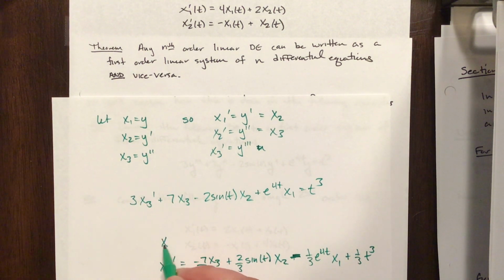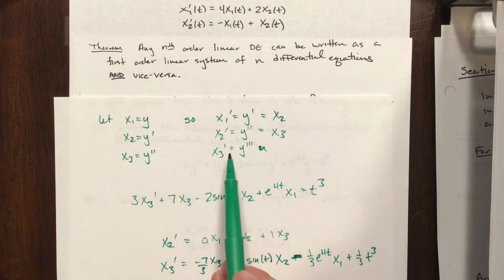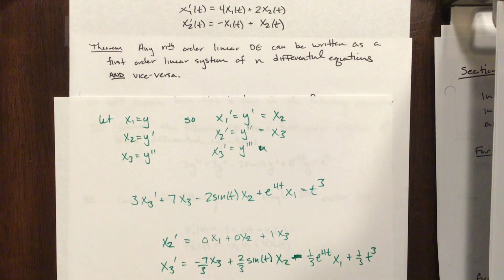So I promised a system of 3 equations and 3 unknowns. So let's look at x2 prime. x2 prime is equal to, let's say, 0x1 plus 0x2 plus 1x3, isn't it? Okay, because x2 prime is equal to x3. If I had my life to live over again, I probably would have written it as 1x3 plus 0x2 plus 0x1, just so that it matched the order of the x3, x2, the descending order of x3 prime.